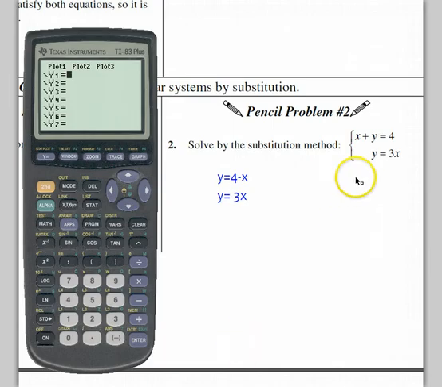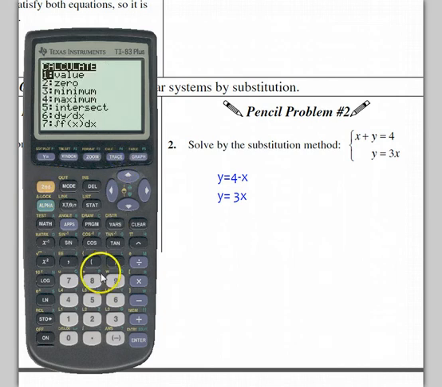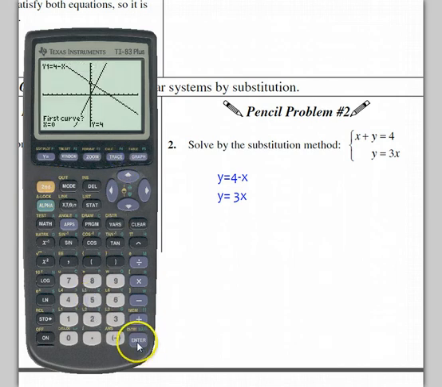If I'm trying to solve this system, again y has to be by itself, so the first equation, x plus y is equal to 4, now becomes y is equal to 4 minus x. So y is equal to 4 minus x, first equation; y is equal to 3x, next equation. Graph it. Yes, I do see a point of intersection. Second, trace, 5, first curve, enter, second curve, enter, guess, enter, and the point of intersection is (1, 3).